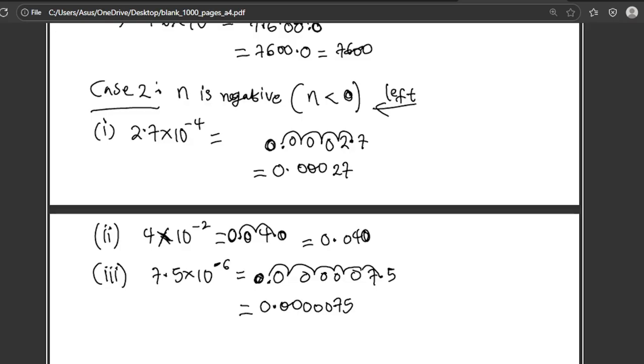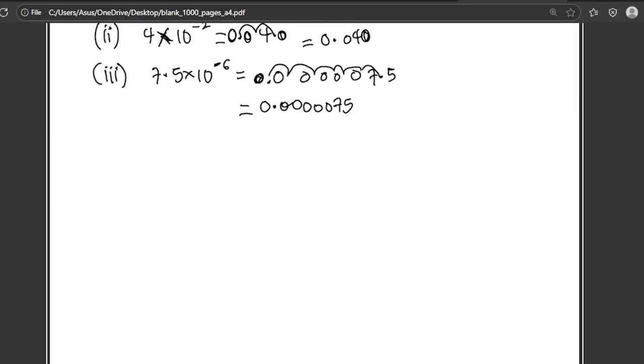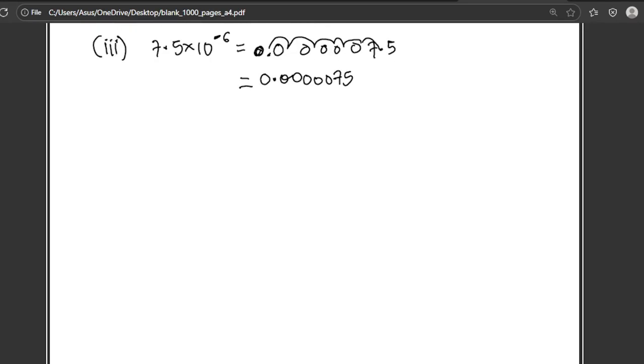And that's how we convert numbers from standard to the ordinary form. For the two cases, the case where n is positive, the decimal point should move right. How many times? That depends on the power of 10. And for the case where n is negative, you move the decimal point to the left-hand side. How many times? That depends on the power of 10 also. Now, let's reverse this operation. That is, let's now convert from ordinary form back to standard form.